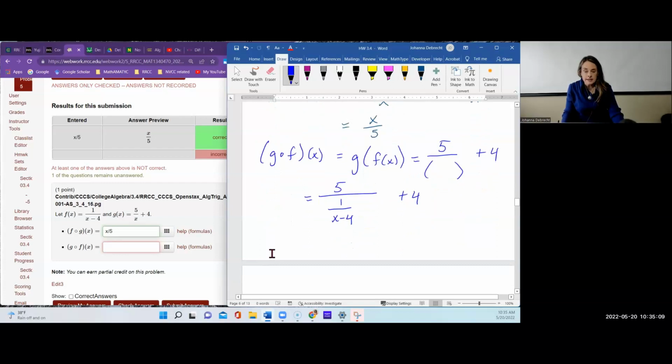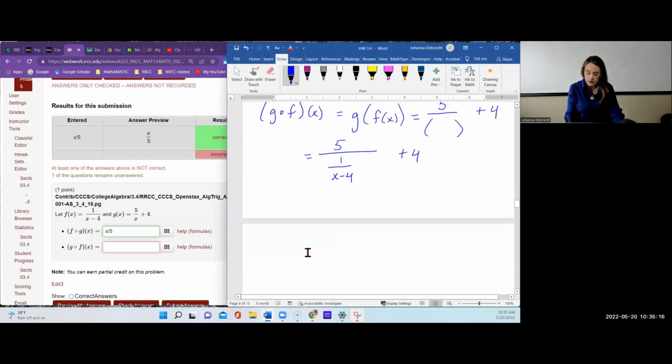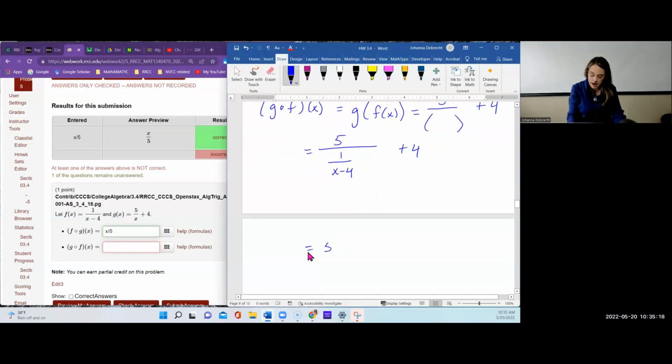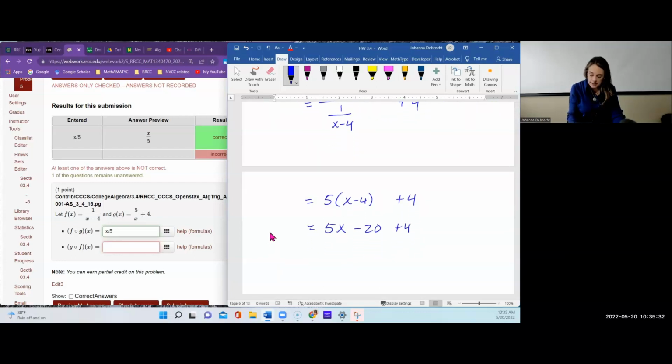Remember what we said last time, the denominator of the denominator belongs in the numerator. This swings to the numerator, and we end up with 5 times x minus 4 plus 4. You could enter that directly, or you can multiply it out, and this will give us 5x minus 20 plus 4, or 5x minus 16.